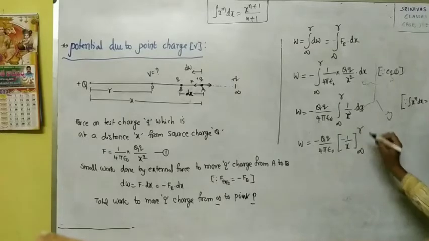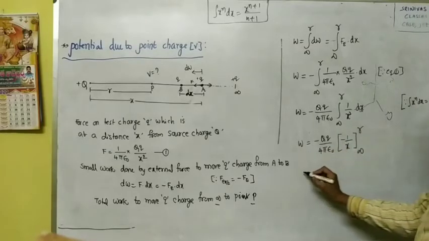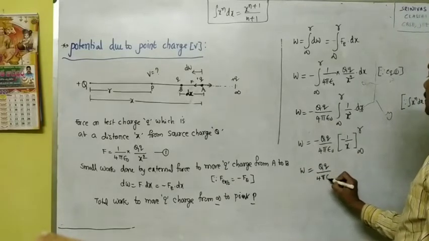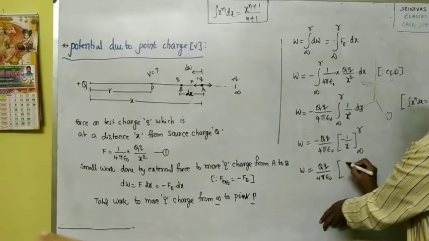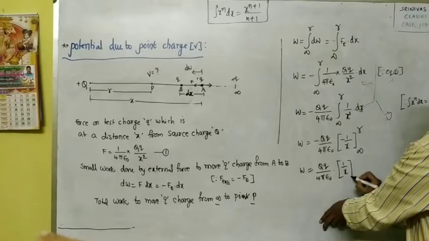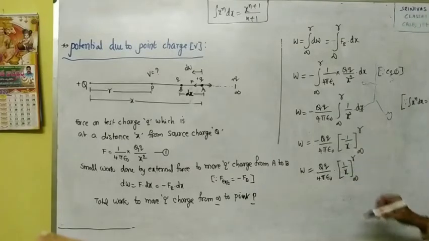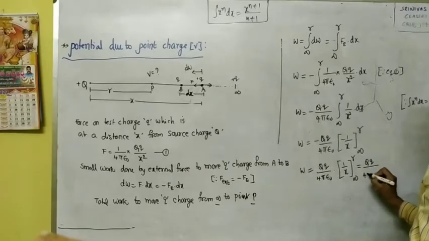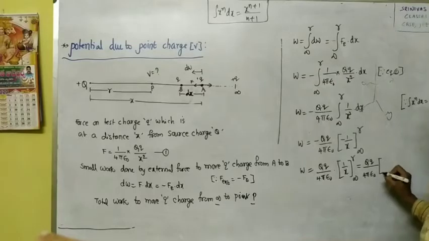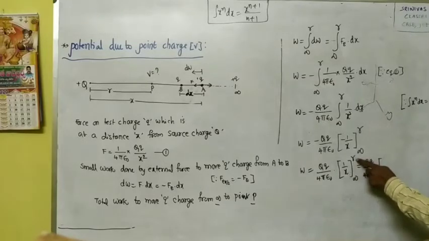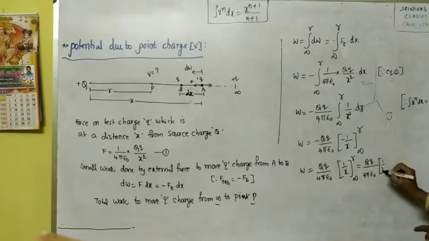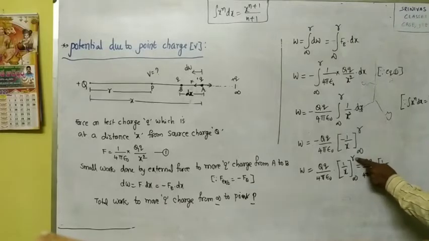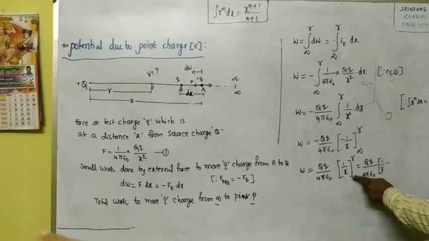Limits we have provided here, infinity to r. Minus minus gives plus, so W is equal to capital Q into small q by 4 pi epsilon naught into 1 by x from infinity to r. We can cancel the minus sign. Now we substitute the limits: first the upper limit, in place of x we write r, that is 1 by r, minus, next in place of x we substitute the lower limit. The x value changes from infinity to r.